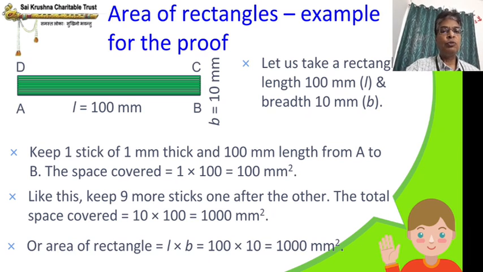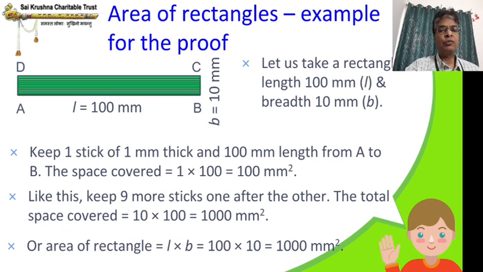So through a practical example, we are able to prove that the area of rectangle equal to L into B. That is, L is the length of the rectangle and B is the breadth of the rectangle. So total it is equal to 1000 millimeter square. So the area of rectangle is equal to the space covered by 10 sticks of length 100 mm and width 1 mm. So that's how we are able to prove the area of rectangle.